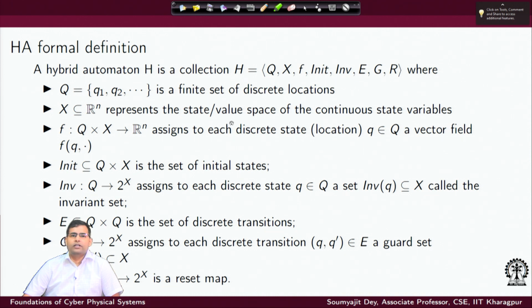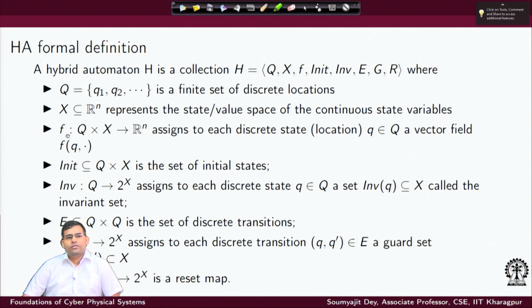Okay. So, let us say we have a set of continuous variables, and X is basically the value space or state space of the continuous state variables. This being a subset of R to the power n means that we are talking about a set of n continuous variables and their corresponding value set.